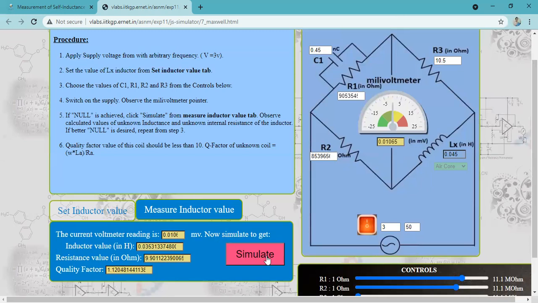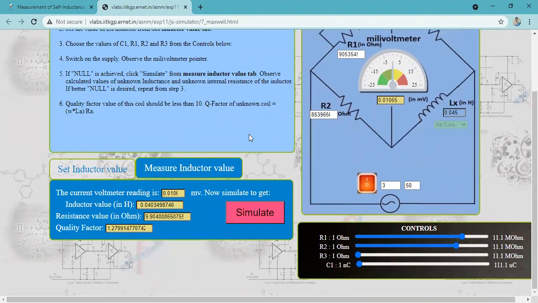Now let us come to the left hand side with simulate. You have to click on this simulate. So the moment I click on this simulate, now you can see some values. So let us compare. The current voltmeter reading is the same, 0.01065, but the inductance value in Henry that I had selected is 0.045, and now with this simulator, I am getting 0.040. This is not bad. This is approximately equal to 0.045. Resistance value is 9.904. And of course, the quality factor, which should be less than 10, I am getting 1.27. So this is your observation with the virtual platform.